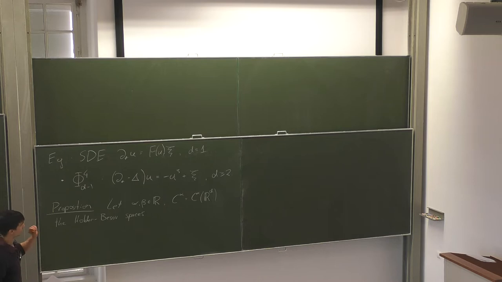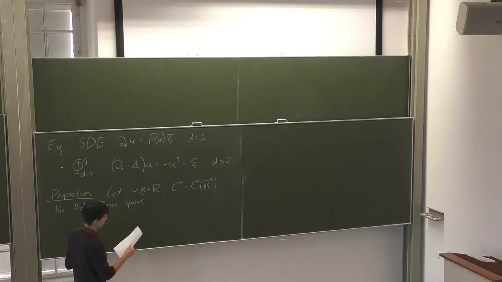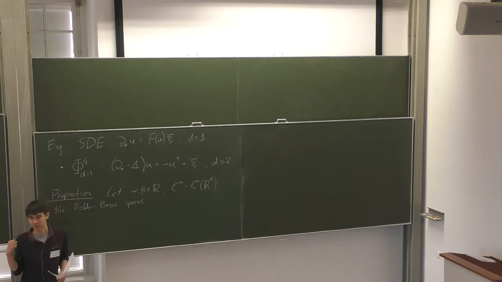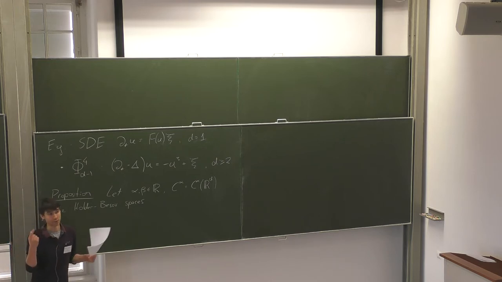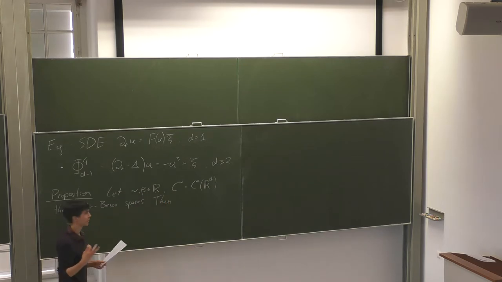So I'm not going to actually give a definition of Holder Bessel spaces. We won't actually need the definition for the purposes of this course. But what will be important for us is to know how to multiply two elements in two different Holder Bessel spaces. So this proposition is sometimes called Young's product theorem.